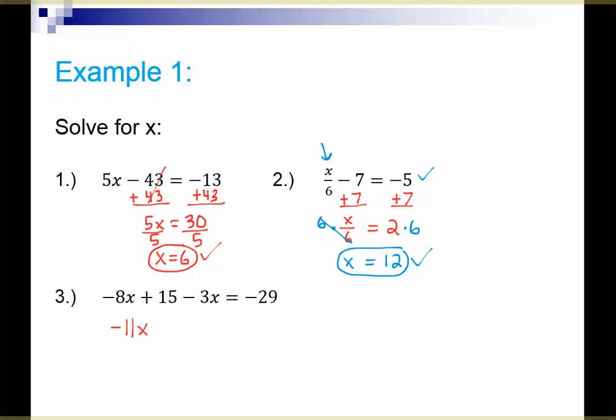Okay, it's a get mugged twice. You lose 8 plus you lose 3, you've lost 11. So negative 11x plus 15 equals negative 29. And now I have a two-step equation. Take out the loner first. I'm going to subtract 15 from both sides. When I do that, I'm left with negative 11x equals negative 44. Divide by negative 11, divide by negative 11, and we get x equals positive 4. And hopefully all of your work matched up with that.